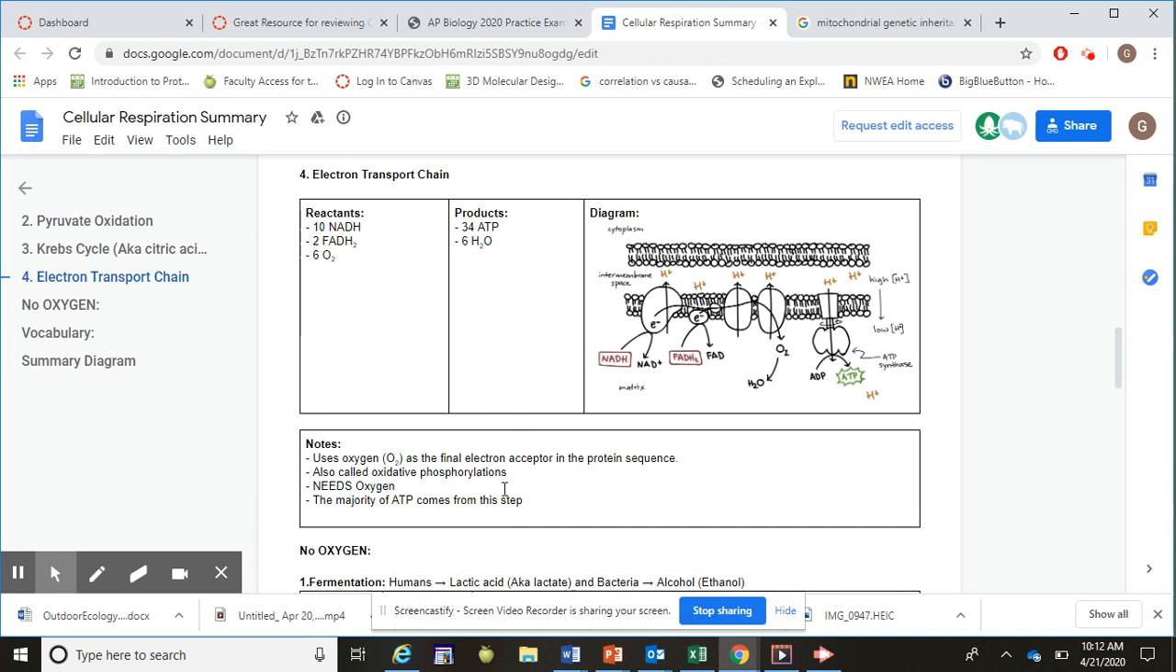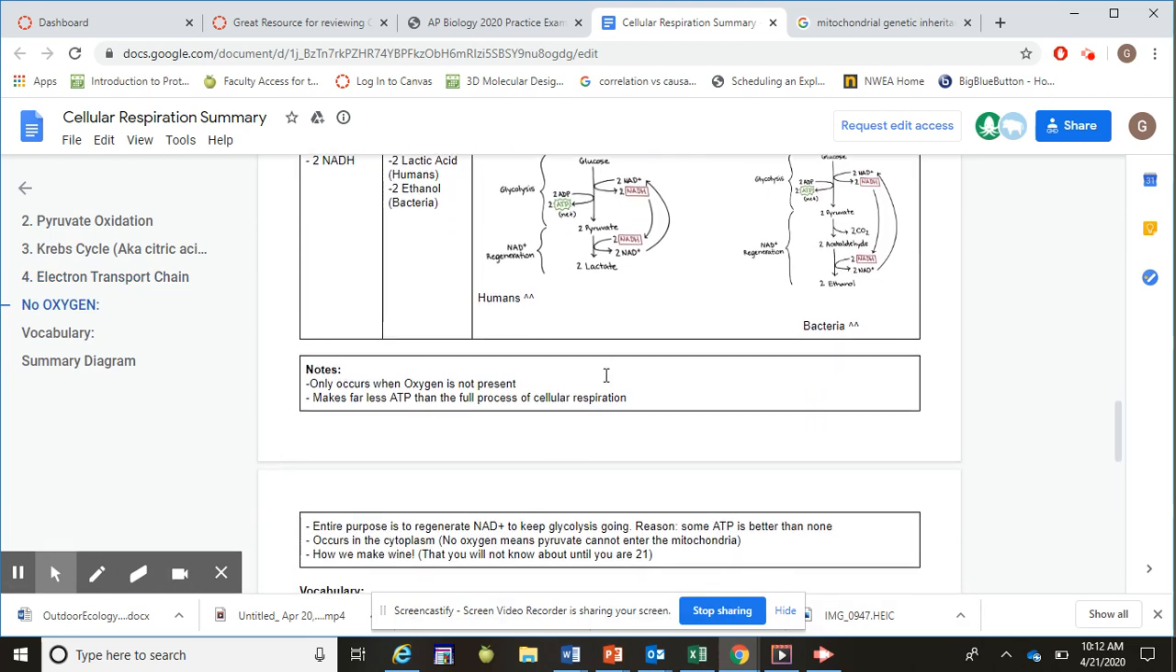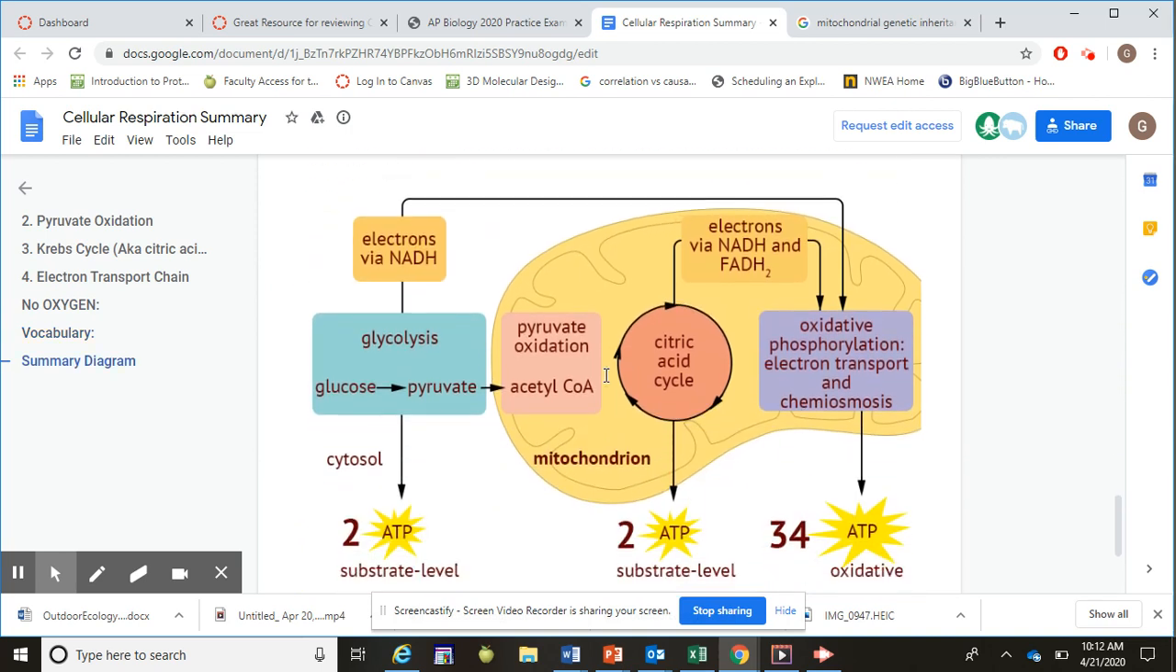I like the notes on the electron transport chain that tell you that you remember that this is a stage where we need oxygen. It's called oxidative phosphorylation, and this is where the majority of our ATP comes from. So if you remember cellular respiration, the whole point is to break down glucose. And the thing I had you guys write down is every time you break down a molecule, electrons are released, picked up by electron carriers, and brought to the electron transport chain. That's the most important sentence to remember when you are thinking about cellular respiration.